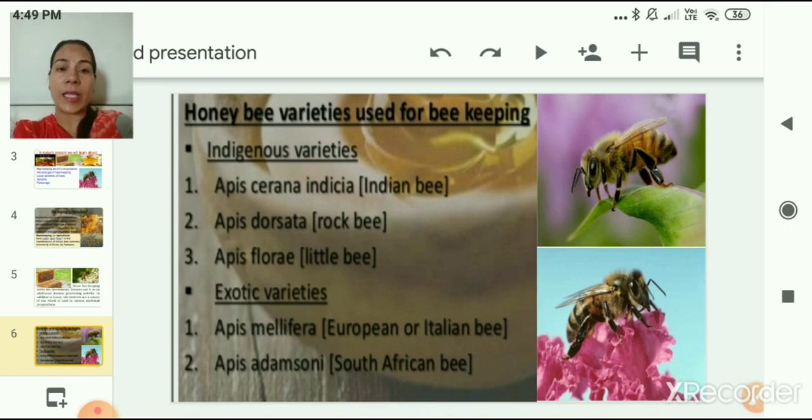There are certain exotic varieties of honeybee too. Apis mellifera is an exotic variety which is also known as European or Italian bee. Apis adamsonii is also one of the exotic varieties, and it is also known as South African bee.